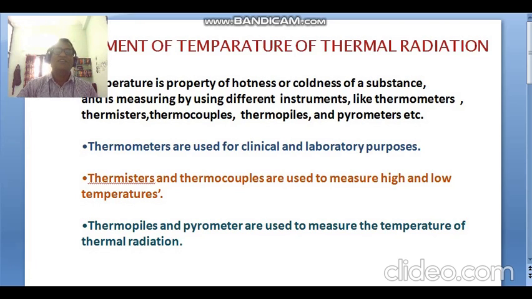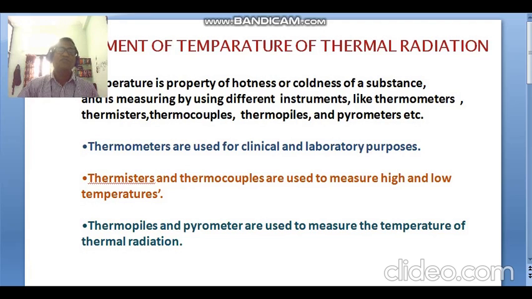Thermopiles. Pile is nothing but a combination of layers of different materials. This is connected to the circuit. The total incident radiation can be converted into thermal EMF, and the temperature can be measured.